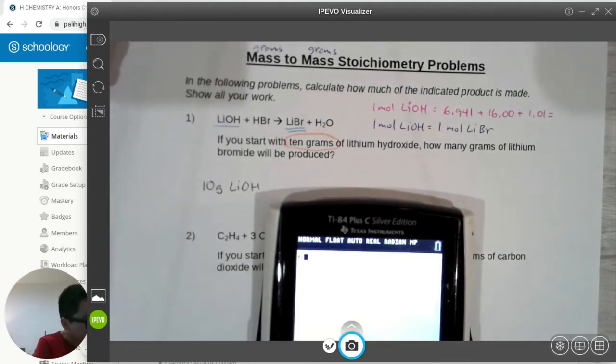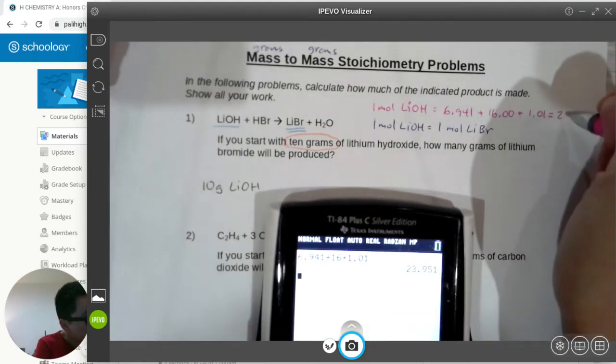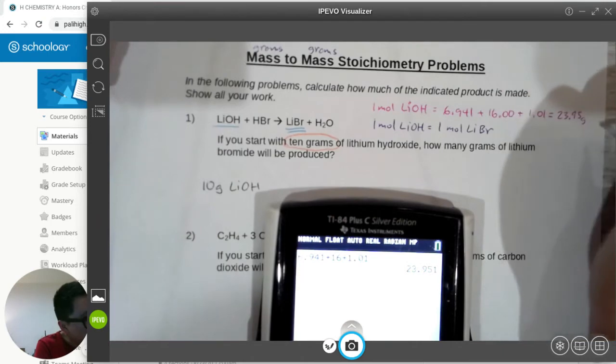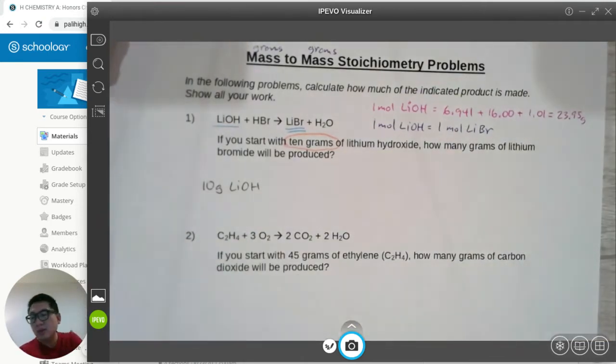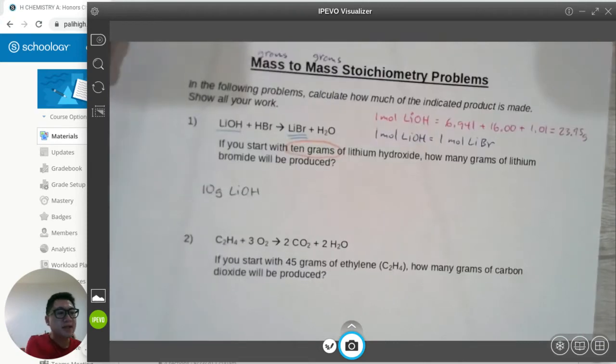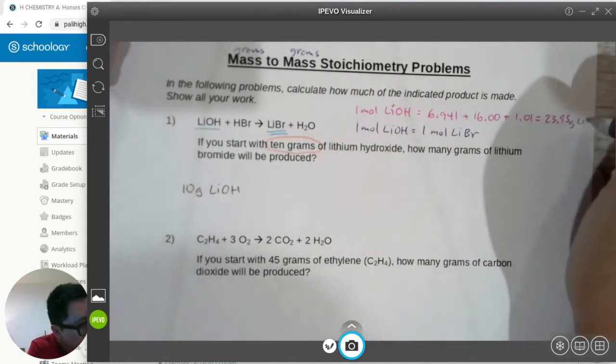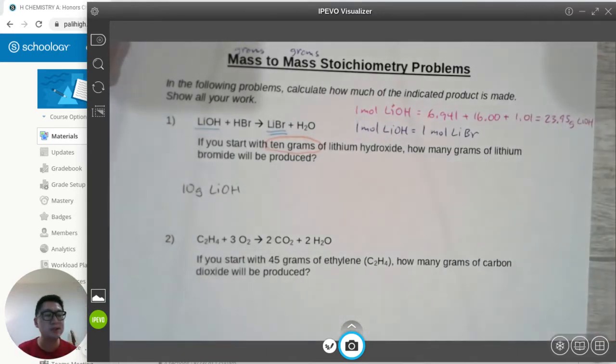So it was 6.941 plus 16 plus 1.01, which is 23.95. Four sig figs is good enough, in grams. So the molar mass of lithium hydroxide is 23.95 grams. So 1 mole of lithium hydroxide weighs 23.95 grams. Now I have a conversion factor.